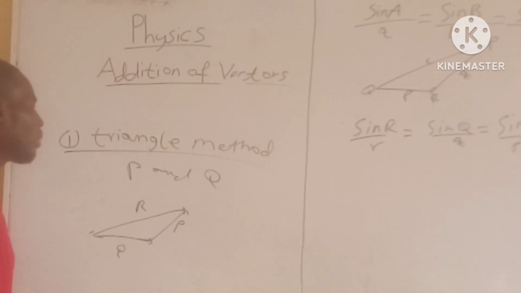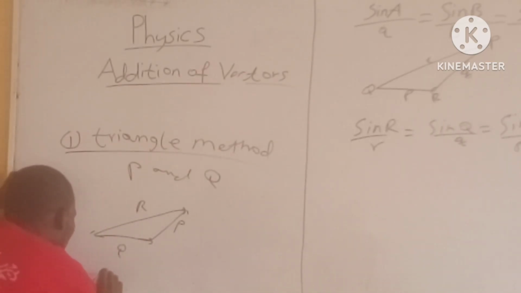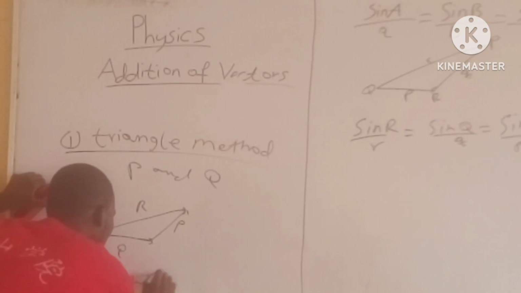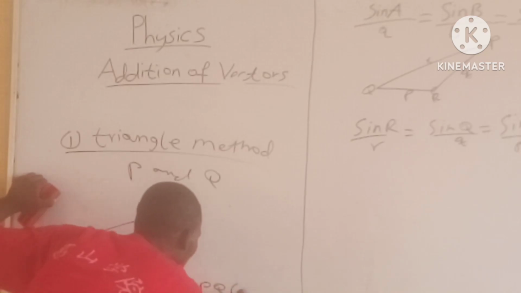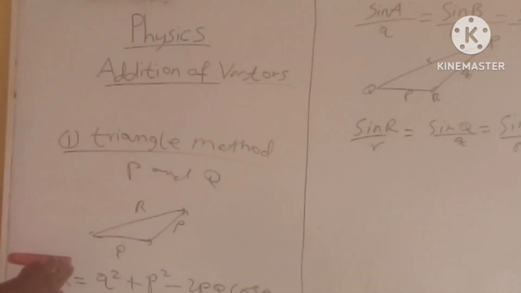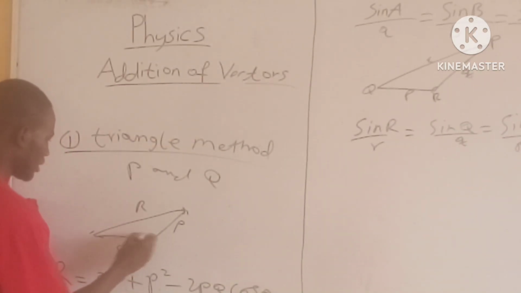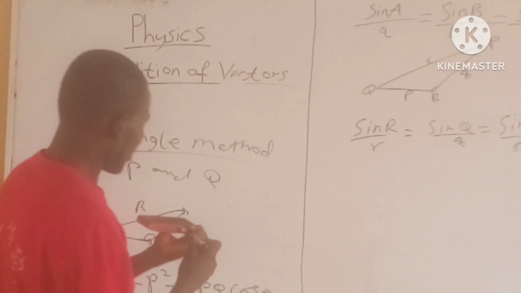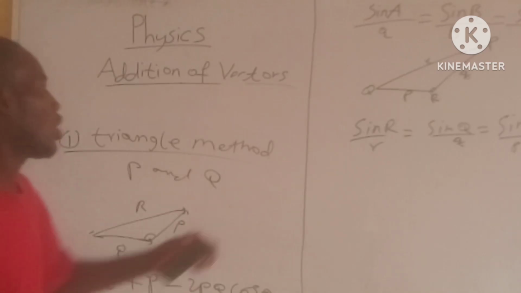In this triangle method, you use the cosine rule. For the cosine rule, you can say that R squared is equal to Q squared plus P squared minus 2PQ cos theta. Now, the angle you're using here is the one inside, this one here. In my subsequent class, I will show you how to use the triangle method to get the magnitude of the vector.